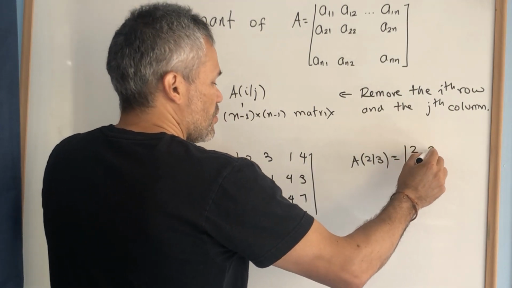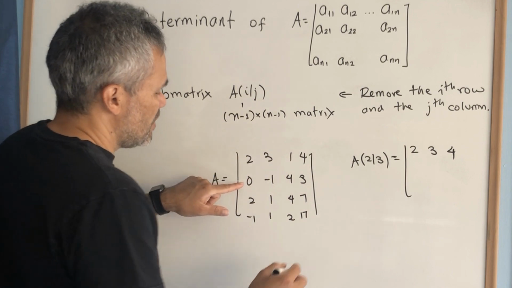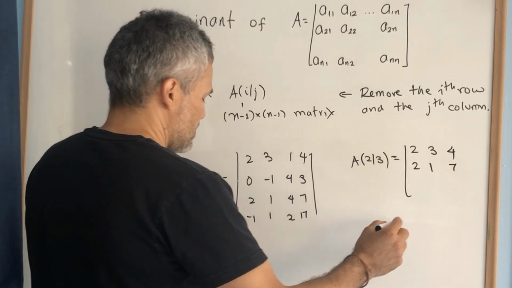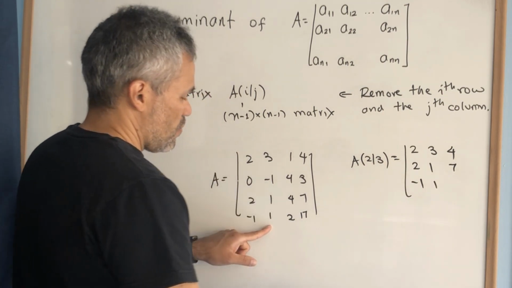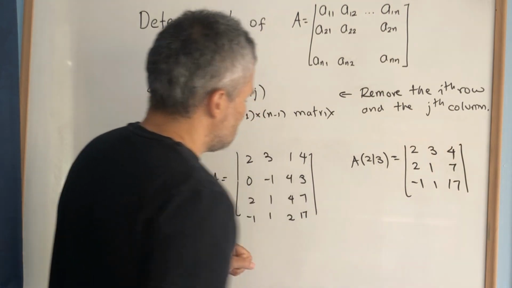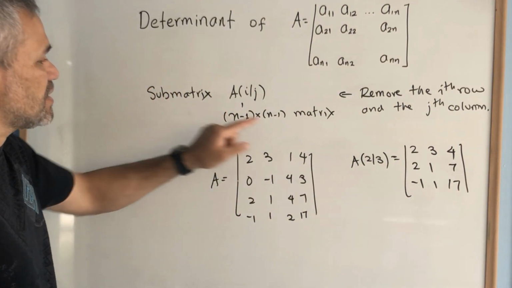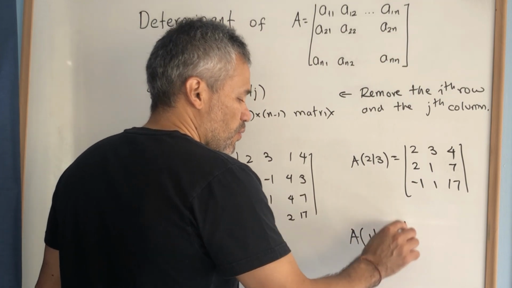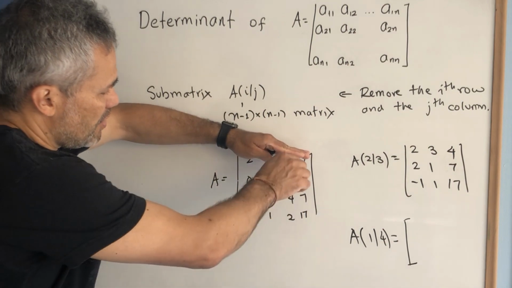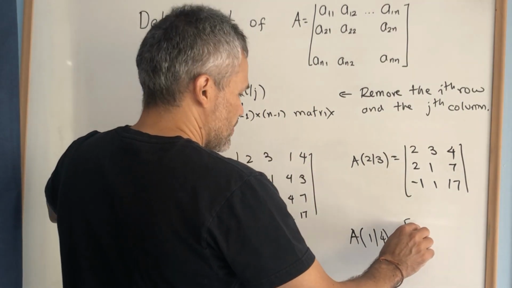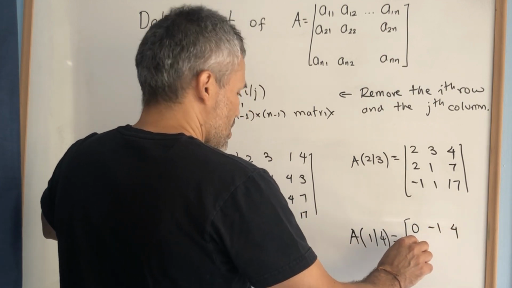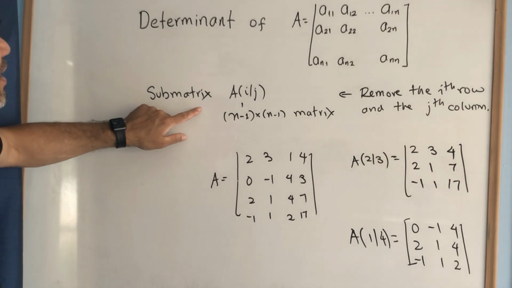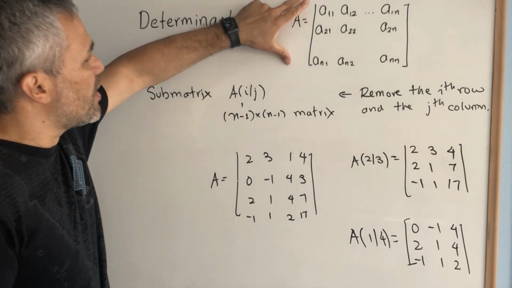2, 3, 4, because this column has been removed and this row has been removed, and then I have 2, 1, 7, and negative 1, 1, 17. This is the submatrix A_23. For example, for the submatrix A_14, I have to remove the first row and the fourth column. Then in this case, I will get this submatrix: 0, negative 1, 4, 2, 1, 4, negative 1, 1, 2. And then we have n squared submatrices that can be defined for a given n by n matrix.